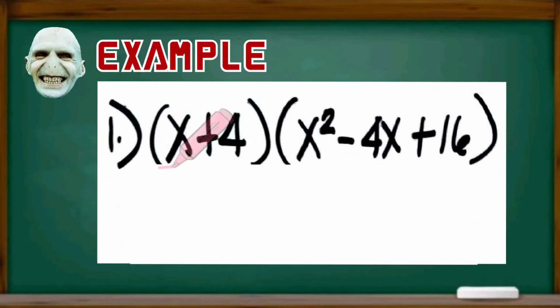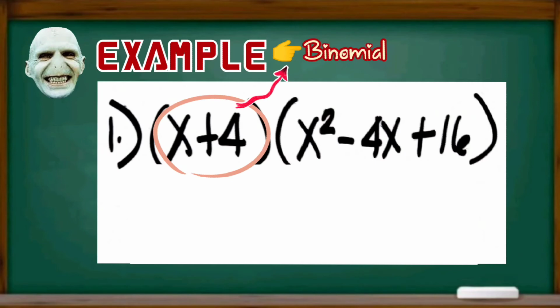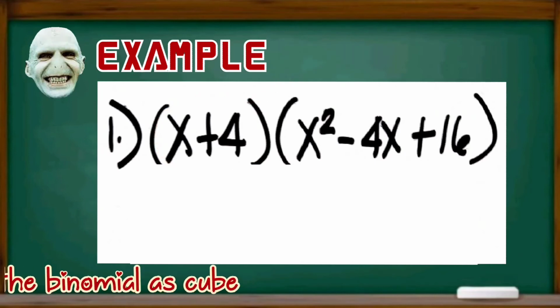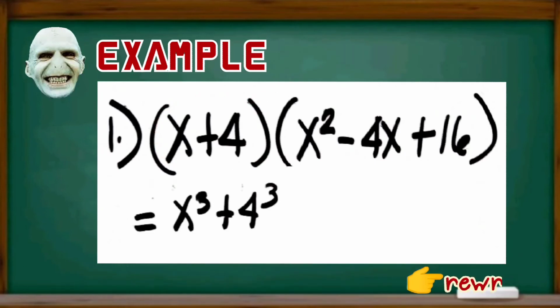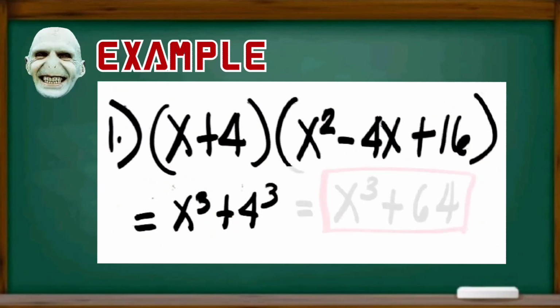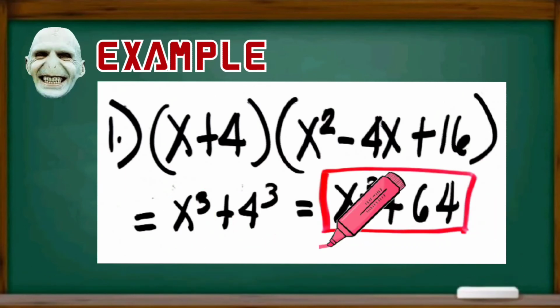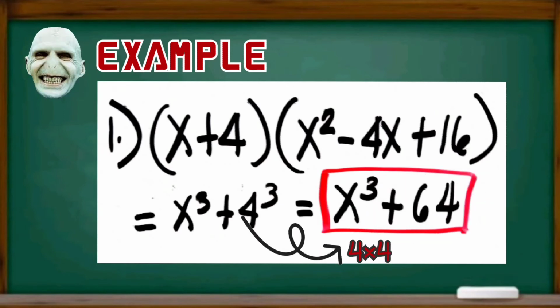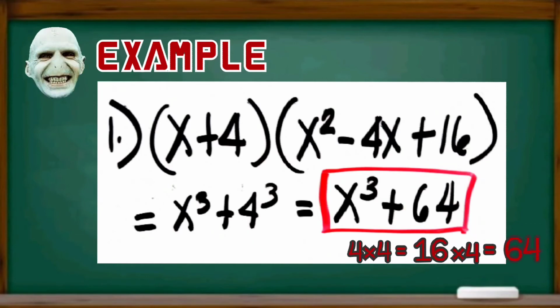Example, (x + 4)(x squared minus 4x plus 16). So, huwag nyo nang pahirapan ng mga sarili nyo kung paano nyo isosolve yan ng long method. Ganito lang yun. Tingnan nyo yung binomial, the x plus 4. So, i-rewrite natin yung binomial as cube. So, x cube plus the second term, 4 cube equals x cube plus 64. So, bakit naging 64? Because 4 times 4, 16 times 4, 64.